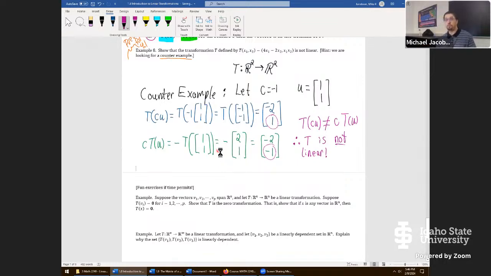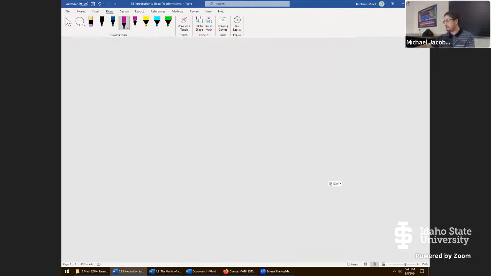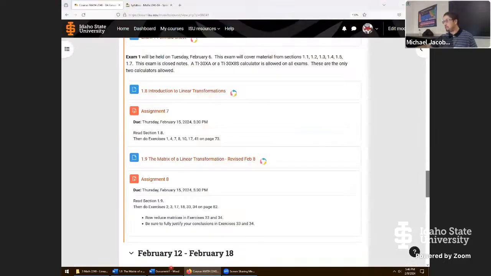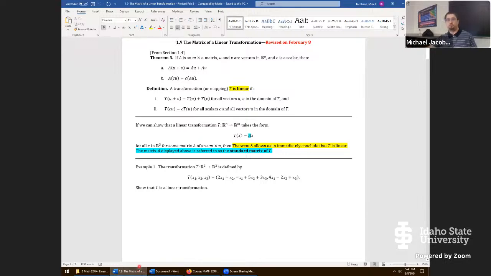Now we're going to go to section 1.9, which will be our last section of chapter 1. After that, we'll be getting into matrix algebra in chapter 2. Okay, so back to linear transformations. This time we're studying the so-called matrix of a linear transformation.